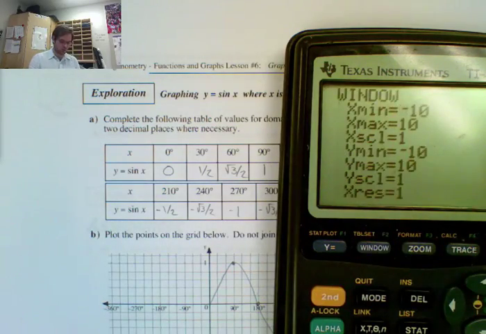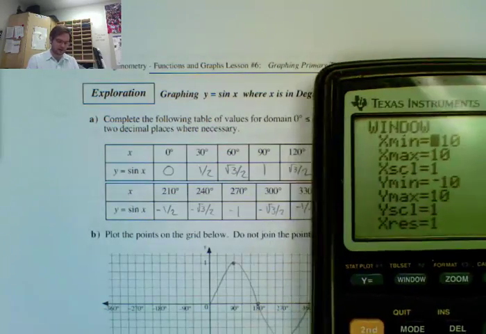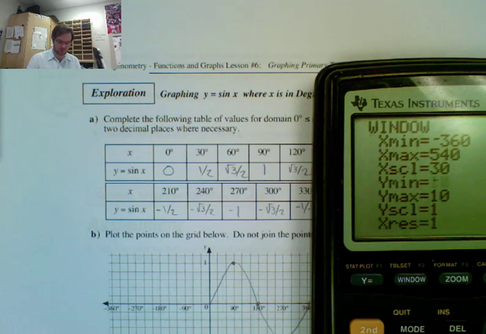And I want to change my window to the following settings. So my x minimum is going to be negative 360. My x max is going to be 360. My scale, we're going to count by 30s. Or, oh sorry, they want my y max is 540. My scale is counting by 30s. My min is going to be negative 1.5, and my max is going to be 1.5. Okay, and scale is, well, they said 0.2. I'm going to say 0.5. And I'm going to graph it.